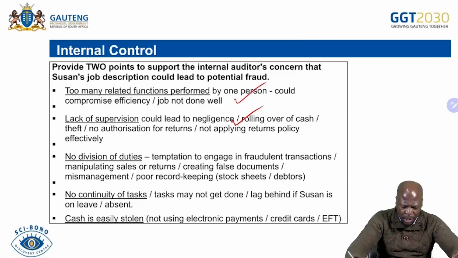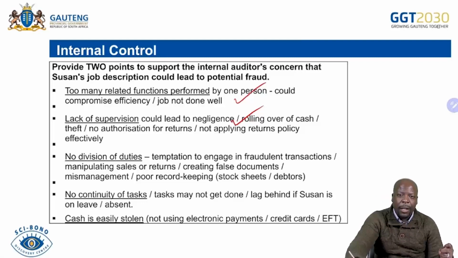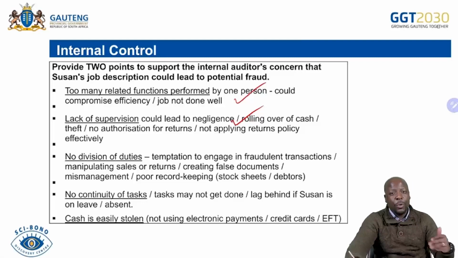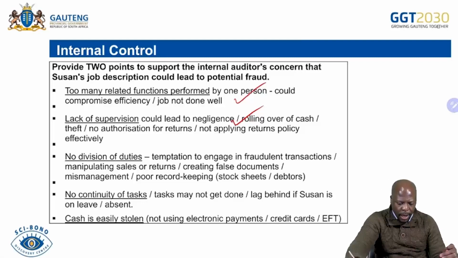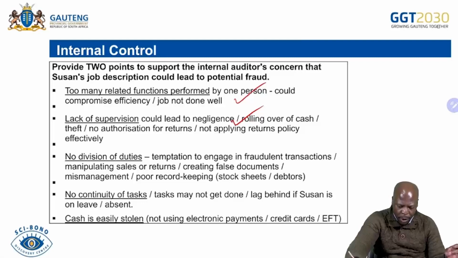There's no division of duties. Temptation to engage in fraudulent transactions or manipulate sales can be created. As she is doing it on her own, there is likely to rise temptation in engaging in fraudulent transactions, as well as manipulating sales or returns. And she can create false documents to indicate the return of goods, yet goods were not returned. And there can also be mismanagement or poor record keeping. Remember, she is recording everything so she can manipulate stock sheets or the debtor's records.